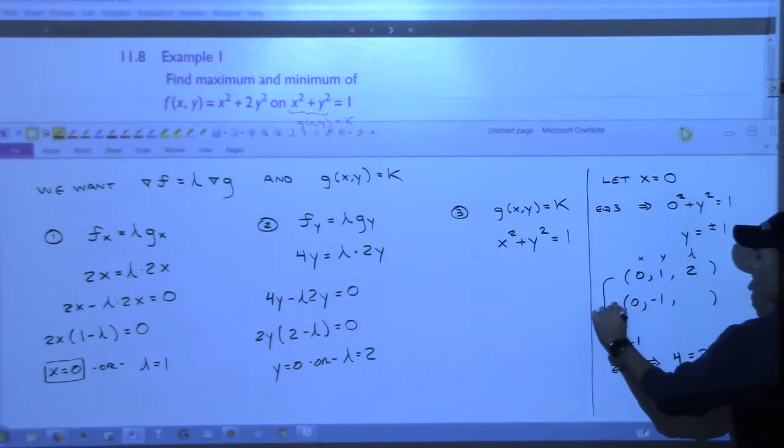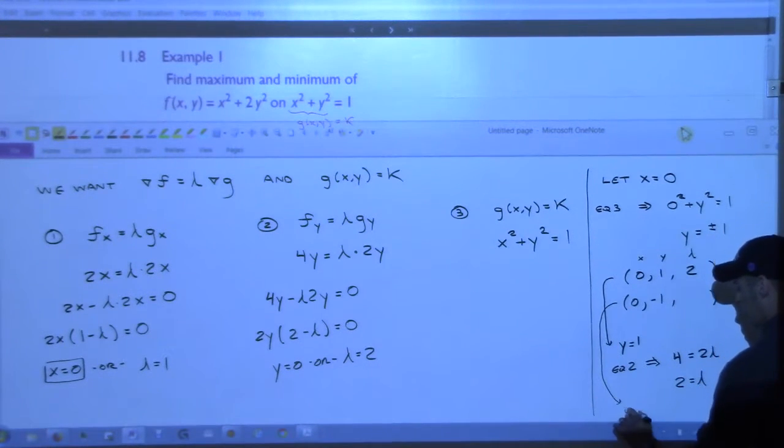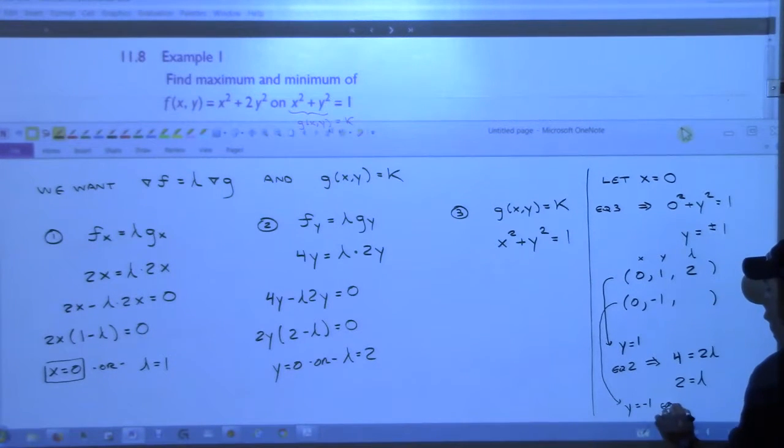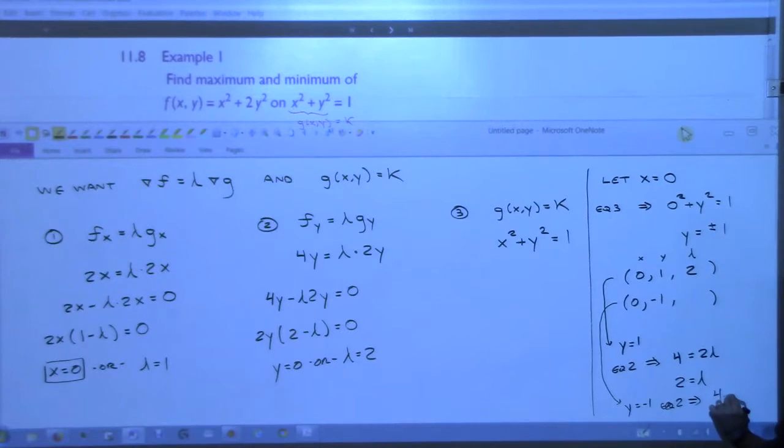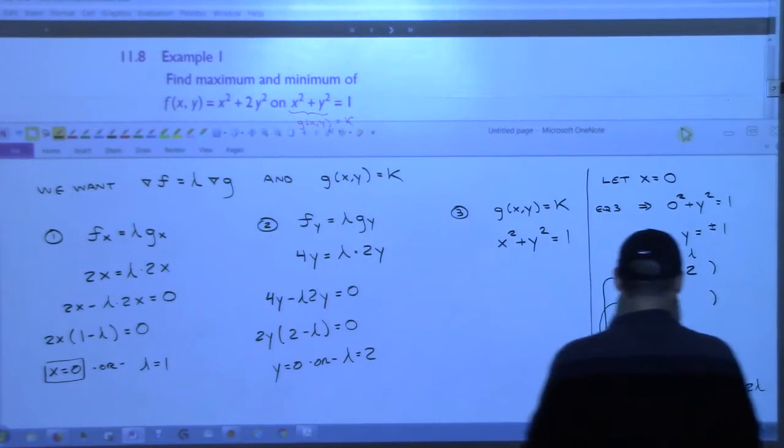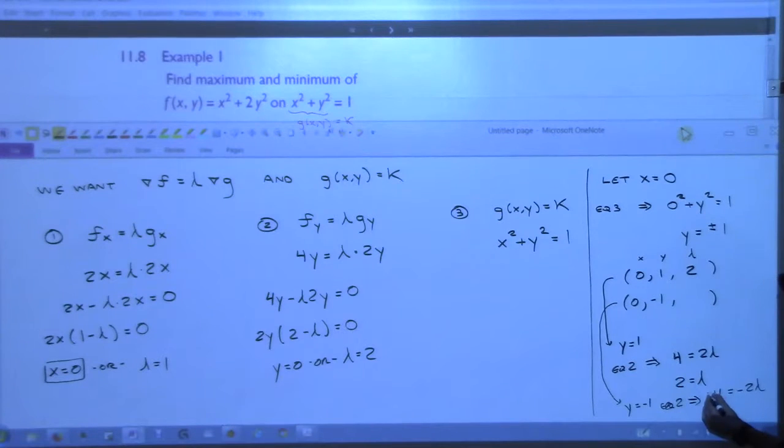What if y is negative 1? I'm running out of room. If y is negative 1, equation 2 again would imply that 4 equals negative 2 lambda this time? Because you're replacing this y here. No, sorry. It would be negative 4, wouldn't it? Sorry, negative 4 would be equal to negative 2 lambda. So lambda is still 2.